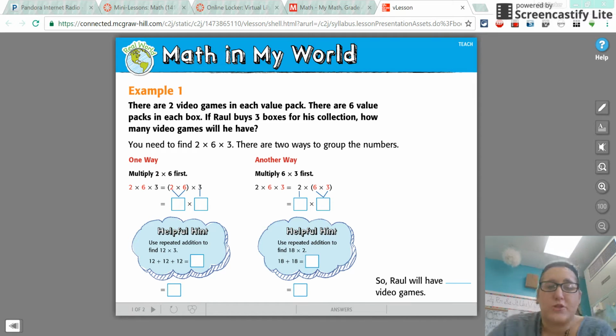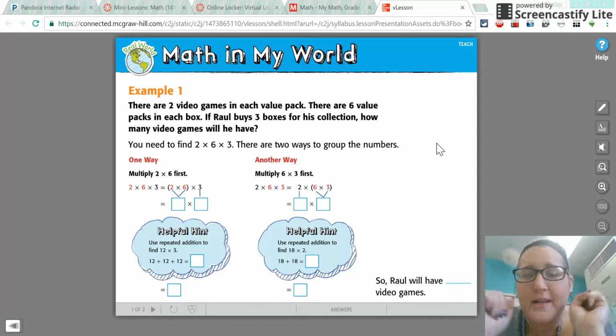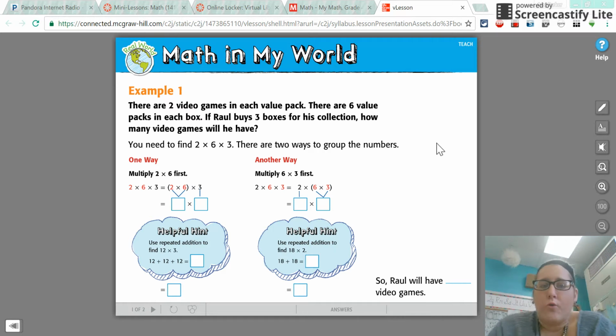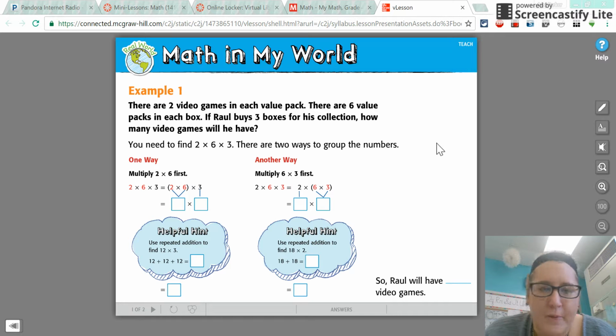Let's look at this first one. There are 2 video games in each value pack. There are 6 packs in each box. 2 video games in each value pack, 6 value packs in each box. If Raul buys 3 boxes for his collection, how many video games will he have? There are 2 different ways to do this. We're going to talk about 2 ways, and then I want you to practice it.